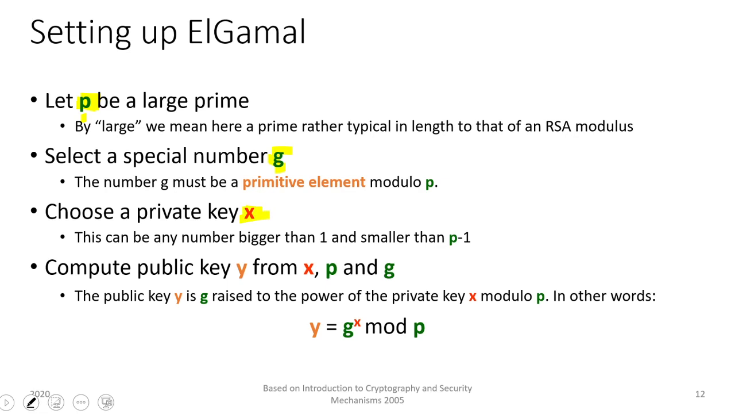So these are three numbers that we would come up with. With these three numbers, X, P and G, we would compute the public key y. The private key is something that we choose, and with the combination of the other two values, we calculate the public key y as g raised to the power of the private key, modulo p.